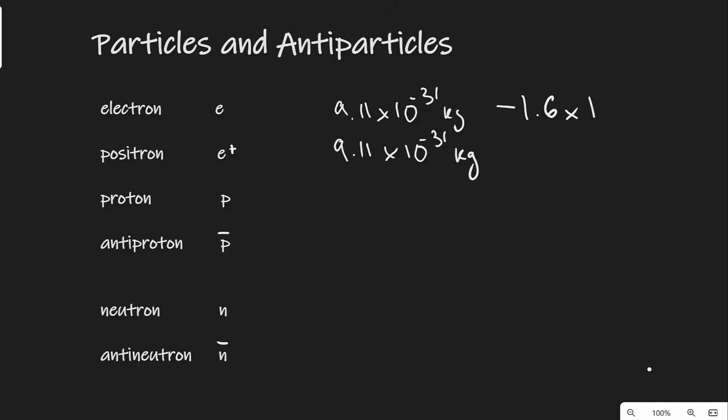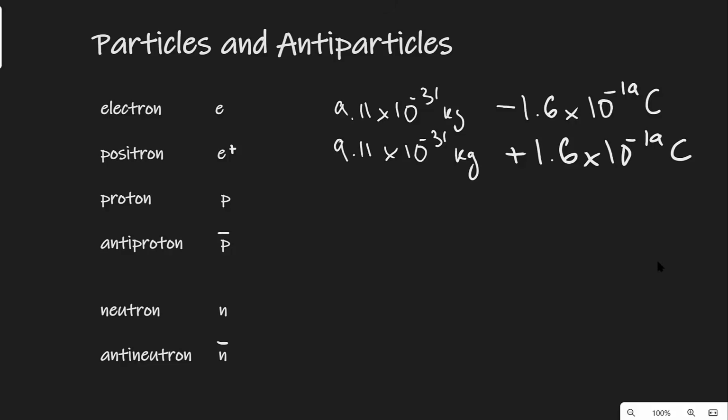Now, how do the properties differ? First of all, the mass is exactly the same. So for instance, both the electron and the positron have a mass of 9.11 times 10 to the power minus 31 kg. And this is where things start to get really interesting. The electron has a charge of minus 1.6 times 10 to the power of minus 19 coulombs, but the positron has a charge of plus 1.6 times 10 to the power of minus 19 coulombs.